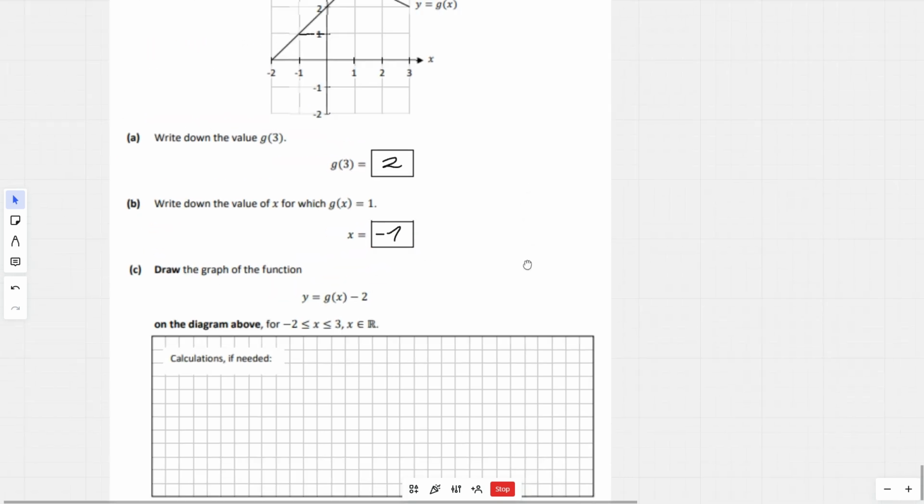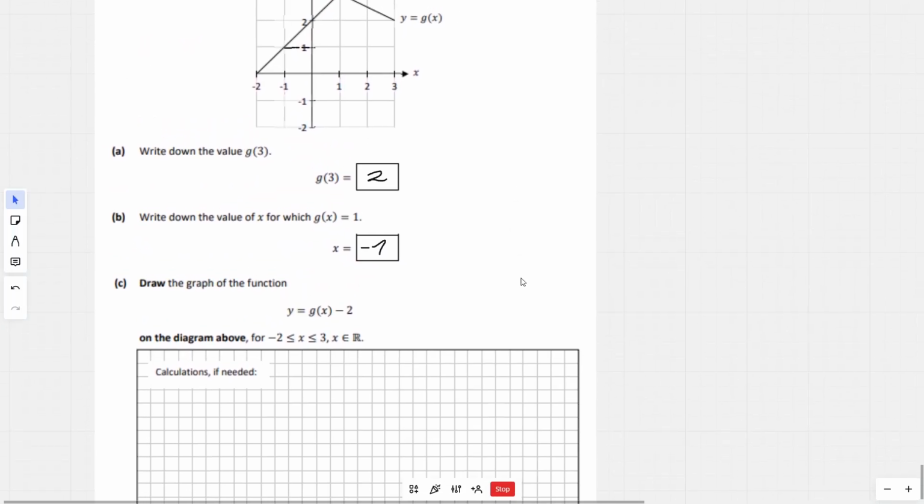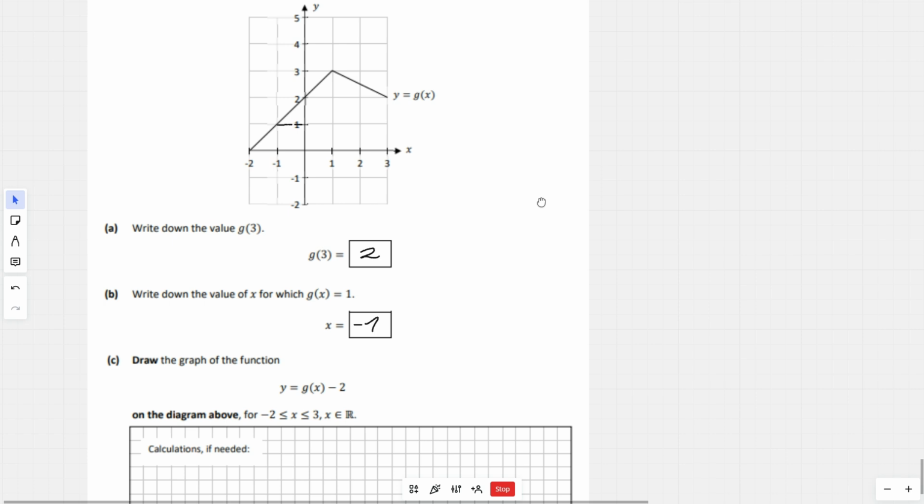So then for part C, we have to draw the graph of the function y equals g of x minus 2 on the diagram above for the same limit, so from -2 to 3. Okay, so what it's saying here is we take g of x, so let's say g of 3 for example, that would be 2, and then we minus 2 from it and we go 2 down.